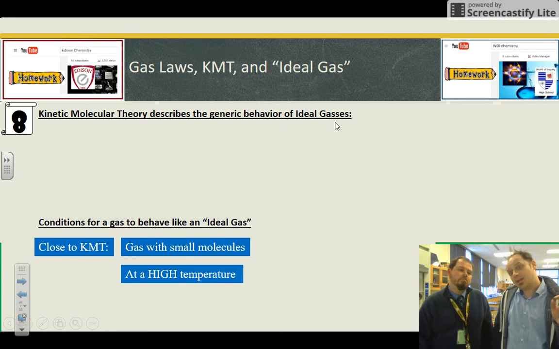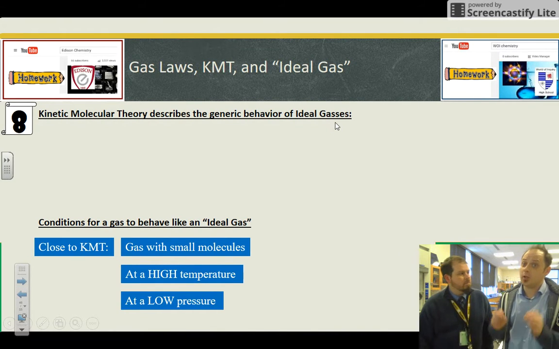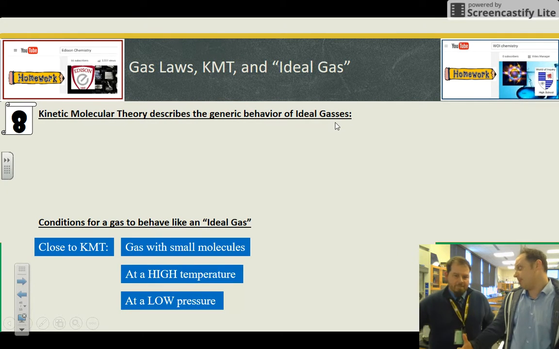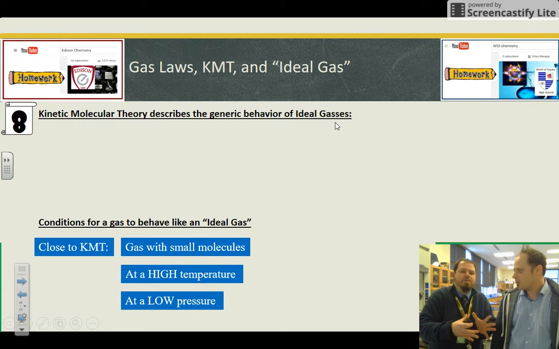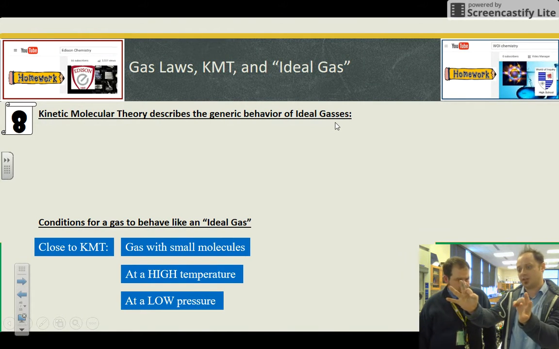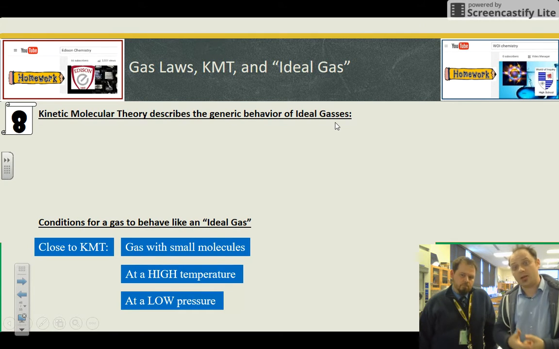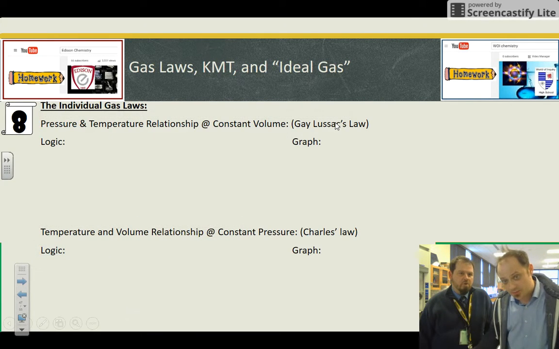They have to be at high temperature, so they're zipping around in straight lines real fast, and they don't feel each other. And they have to be at low pressure, so there's lots of space in between them. I'm not squishing them down so they're cramped up into a space. We don't want these imaginary molecules of gases to actually get close enough so they stick together, because then they don't obey KMT and they're not behaving like an ideal gas. We don't even want them to feel each other.